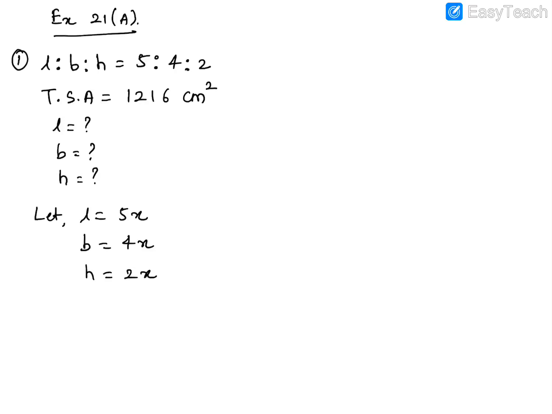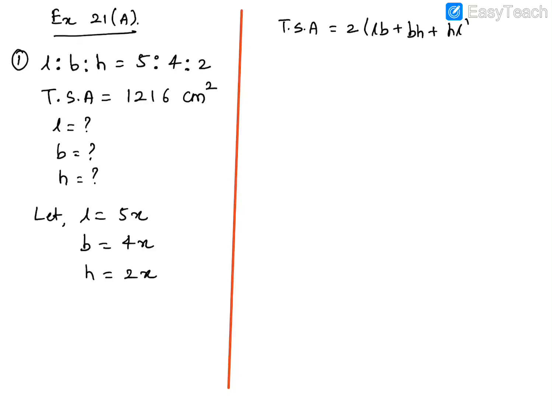Now what is the formula for TSA? TSA is equal to 2 times (LB plus BH plus HL). Remember, every time you need to write down the formula. LB, 5x into 4x is what? 20x squared. 4x into 2x is what? 8x squared. Plus HL is what? 2x into 5x, 10x squared. And the TSA is 1216.